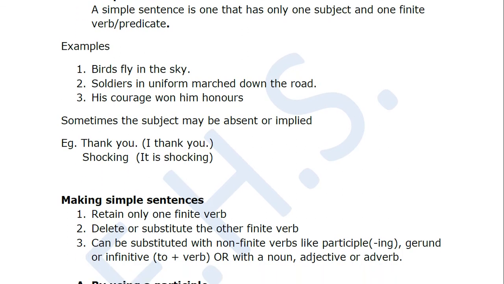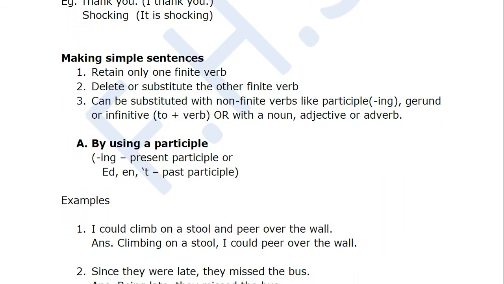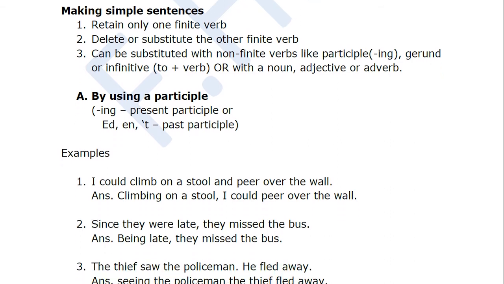Okay. Now let's see how to convert any sentence into a simple sentence. First rule, I told you, very important, remember your finite verb. So retain, means keep, only one finite verb. There may be more than one verb, maybe one verb, two verbs, three verbs. So you remove the rest or change the rest. If you cannot remove, you change it and keep only one of them. Second, now how will you change? You will either delete, means remove, or substitute, that is change, the other finite verb.